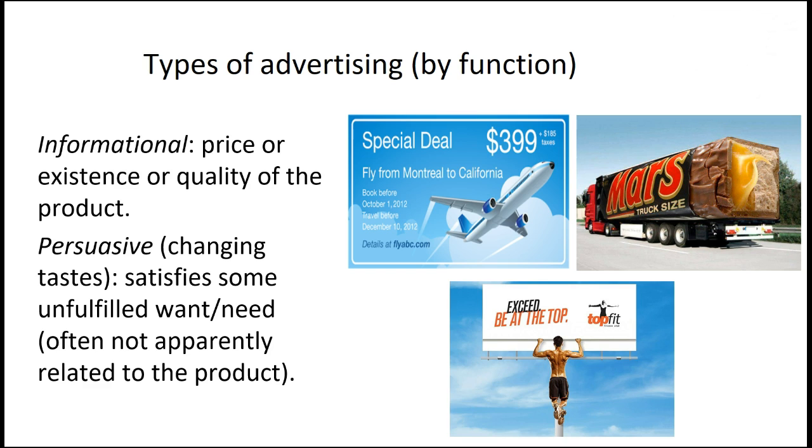So here's an example of persuasive advertising. What information does it provide? Well, not much. It tells you that there's a business, a fitness business, a gym. But what's the message of the advertising? The message of the advertising is: exceed, be at the top. That is, you'll be in some way successful in your life if you go to this gym, and you'll look like the person in that billboard.